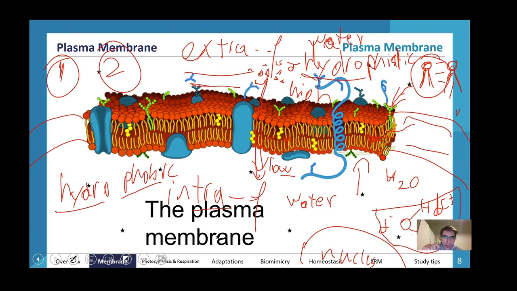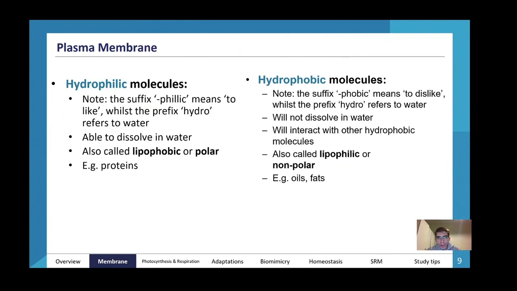Now, this can be simple diffusion, so small molecules can literally go straight through there, that's fine. It can be facilitated diffusion with the aid of carrier proteins, or it can be active transport, where things are going against the concentration gradient and you need the energy to do that in the form of ATP. But we're going to talk more about it later.